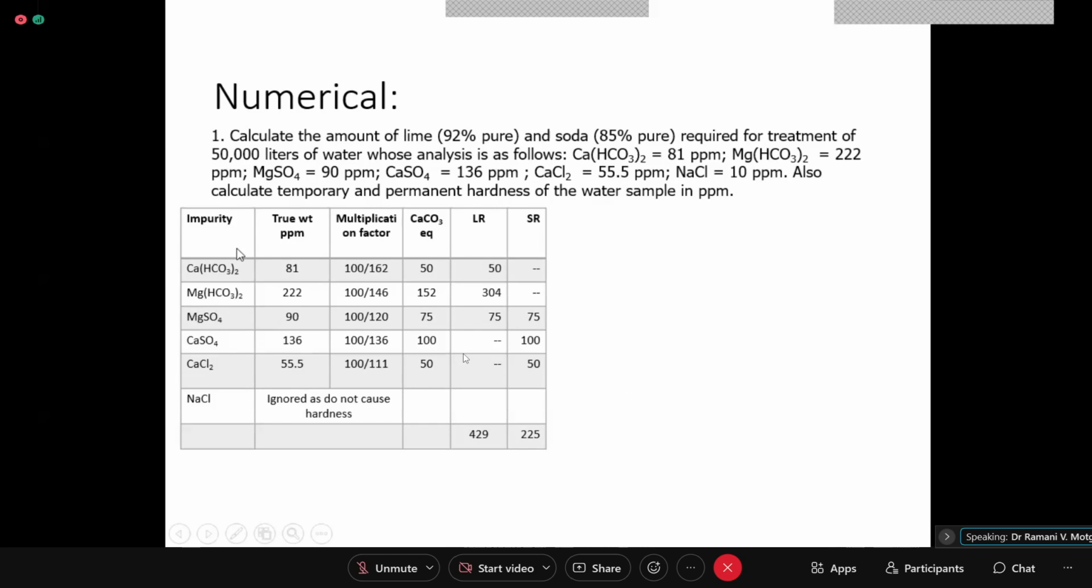Okay, so instead of writing these things, you can write it here. The percentage purity of lime and soda you can write at one side. So from next time, when you are writing a numerical, directly make a table and put the true weights. Write the percentage purity here, and you need not write complete sentences. But definitely you should know what you are supposed to calculate. So you can write LR question mark, SR question mark.